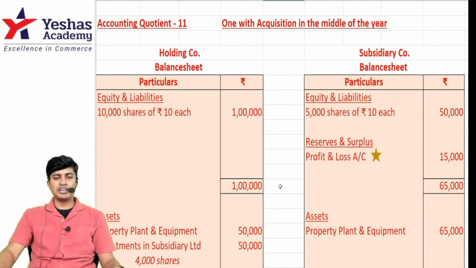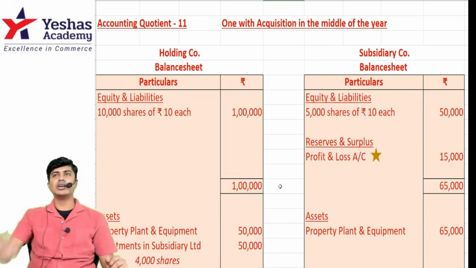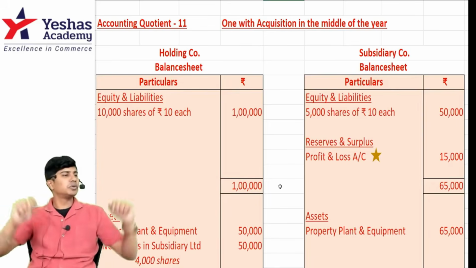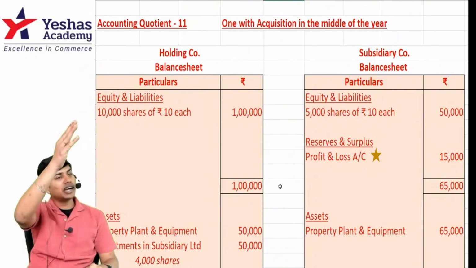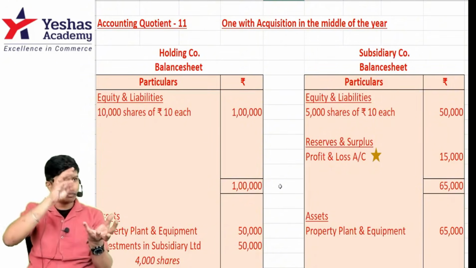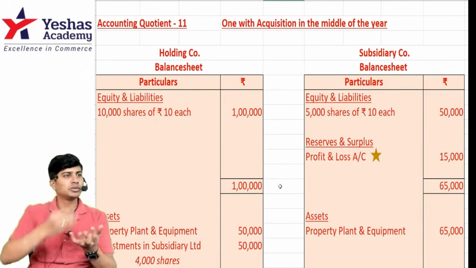Cool. Let's go to the 11th one. The 11th one is going to be a little more practical. Till now, whenever we analyzed the reserves of the subsidiary, how did we analyze them? This much pre, this much post. How did we know how much is pre? They told us. Basically, they put rice, they put curd, they mixed it and gave it to you.